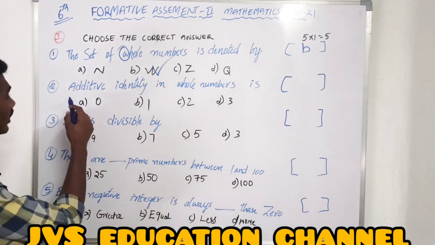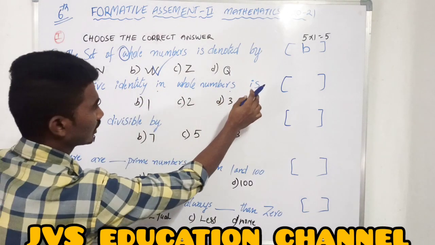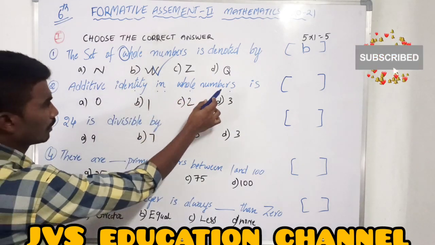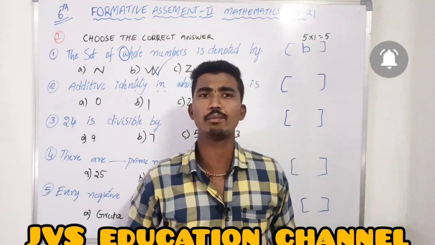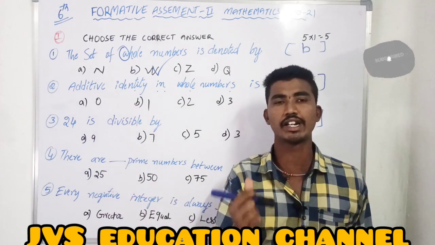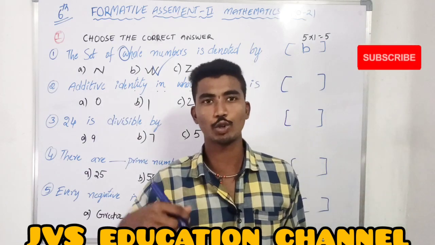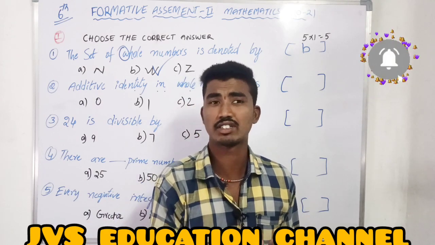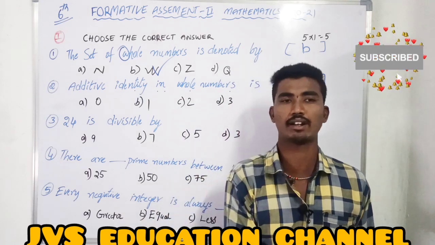Next question: additive identity in whole numbers is. Once again, additive identity in whole numbers is. Listen, what is the additive identity? Additive identity means the number which, when added to any number, gives the same number back.